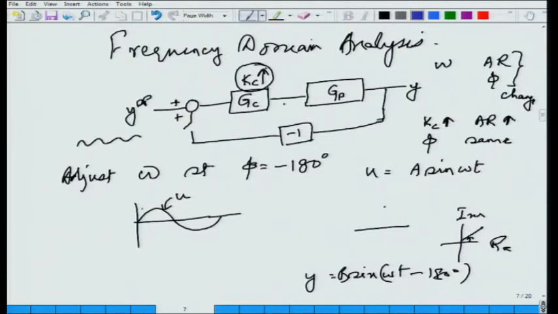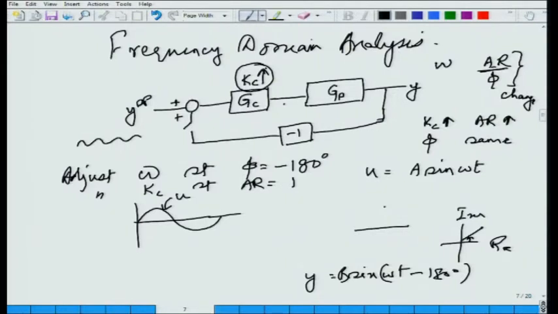Okay. One more thing. I just told you if you adjust Kc, you can get the amplitude ratio that you want. Whatever amplitude ratio you want, you can get without affecting the phase. That being the case, let us say I adjust the omega to get a phase shift of minus 180 degree, and I adjust Kc such that amplitude ratio is equal to 1.